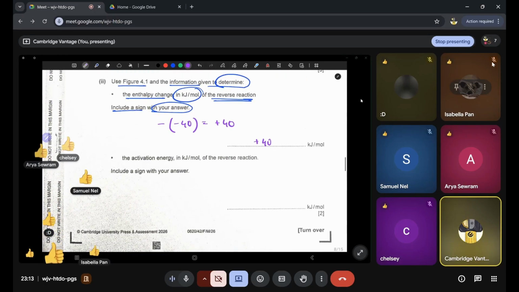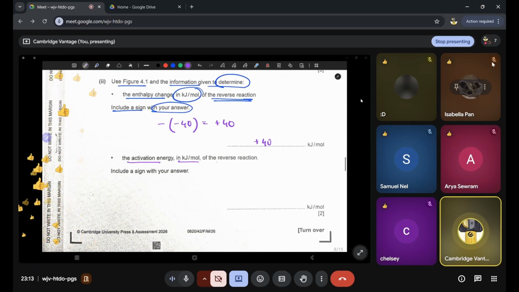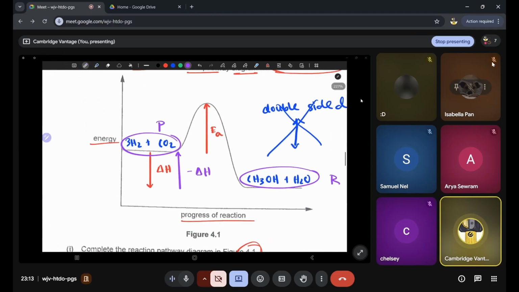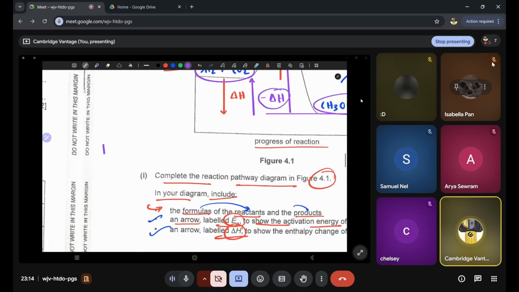Okay. And then the activation energy in kilojoule per mole of the reverse reaction, include a sign with your answer. Now, the activation energy is always from the reactants to the peak. So this time the reactant is this level. And from the reactants to the peak, if we check the height, there's two parts involved. There's the enthalpy change, and then there's the old activation energy. So if I just write an equation like this, new activation energy is equal to old activation energy plus new del H.